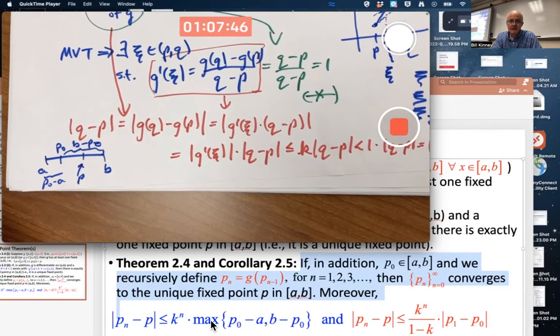But if you don't pick it to be the midpoint, pick whichever of these is bigger, multiply it by k to the n. And that's a guaranteed upper bound on this absolute error. And then if you can figure out how big n should be to make this less than, say, 0.01, then you could figure out, again, a guaranteed minimum number of steps to get within a certain error tolerance.